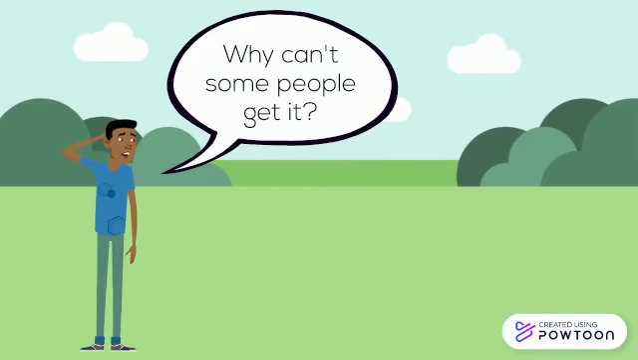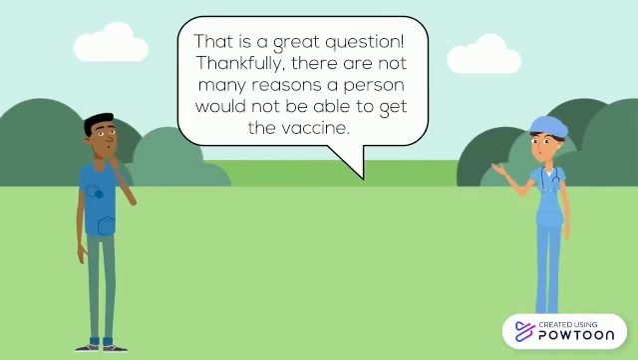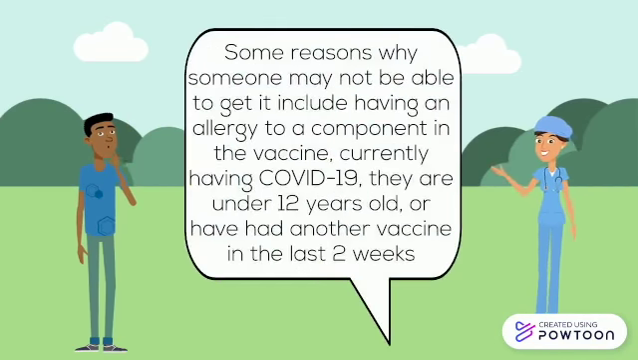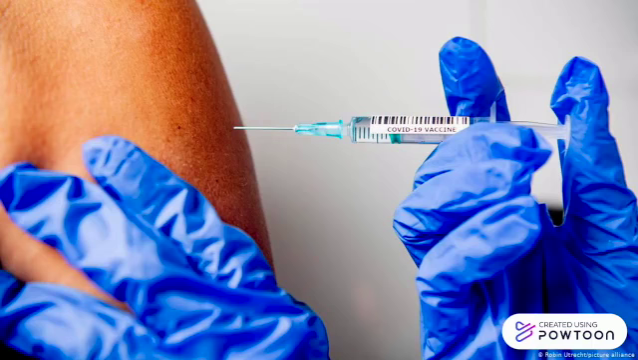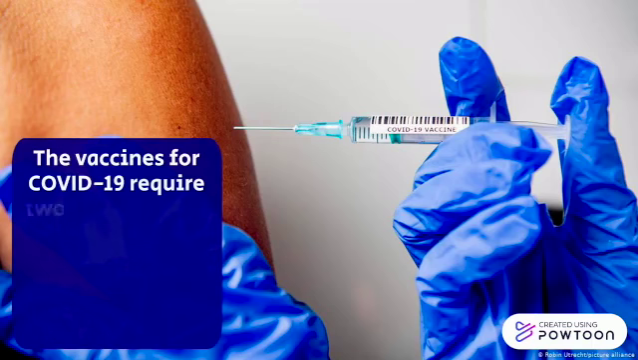So why can't some people get it? That's a great question. Thankfully, there are not very many people who wouldn't be able to get the vaccine. Some reasons why some people might not be able to get it include having an allergy to a component in the vaccine, currently having COVID-19, a person under 12 years old, or a person who has had another vaccine in the last 2 weeks. The vaccines for COVID-19 require 2 doses.